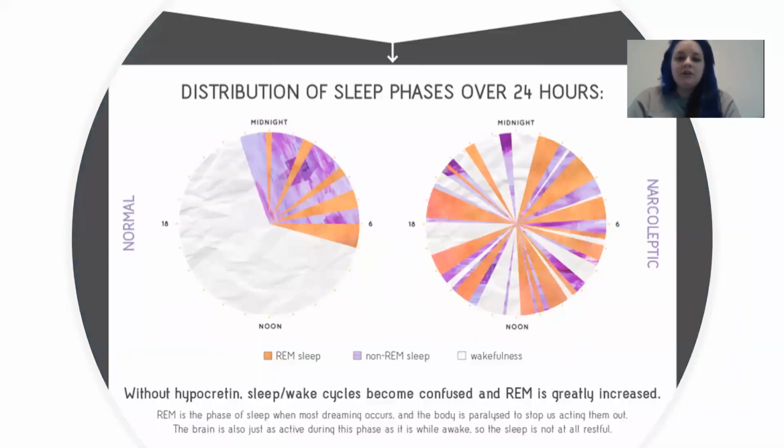Here is a little infographic. This is something that I've identified as an appeal to logos. We can see the way that data is being used to get a point across. So really without saying much, we see distribution of sleep phases over 24 hours, okay? So here orange is REM sleep, the purple is non-REM sleep, and the white is wakefulness. This makes sense just by looking at it. This is the difference between someone with a normal sleep cycle and someone who is narcoleptic.